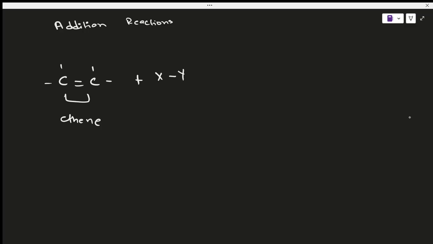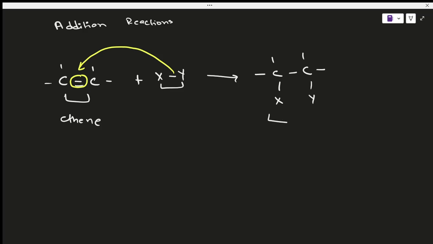This double bond here is going to get broken when this reacts here. So this double bond is going to get broken, and at the product side, you're going to have something like this. This double bond now becomes a single bond, and this X and Y molecule gets attached here. And now this product is an alkane. Why? Because it has all single bonds.